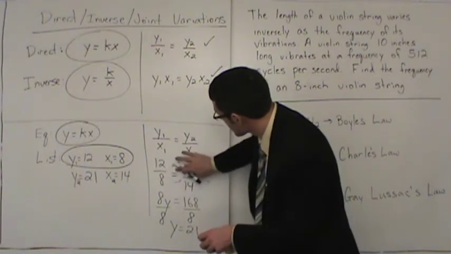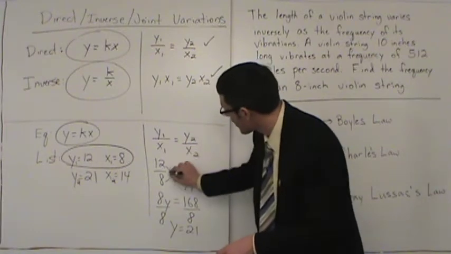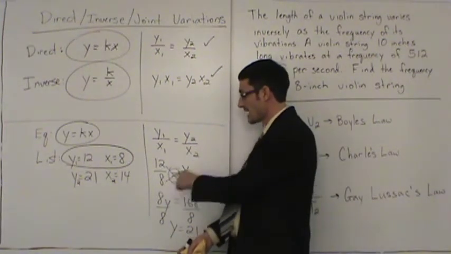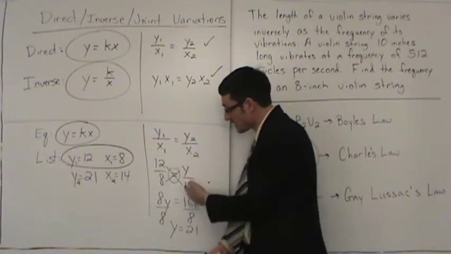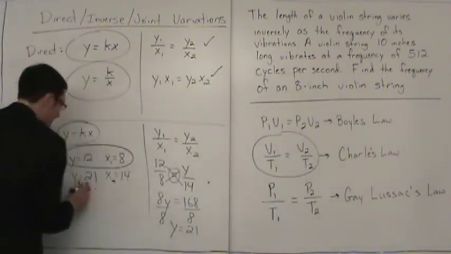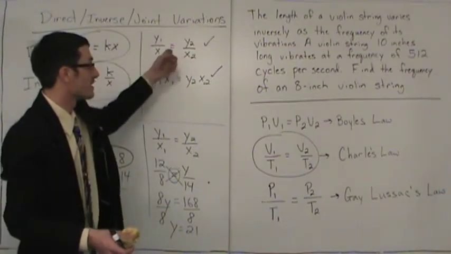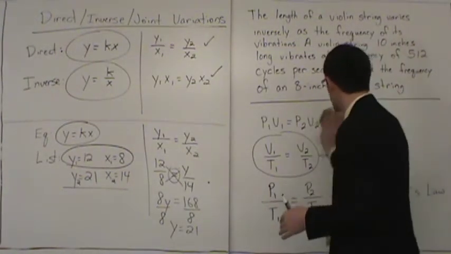Let me do that again. Cross multiplication only works when you have an equation, or equality between the fractions. So 12 times 14 is equal to 8 times y. So 8 times y is equal to 12 times 14. 12 times 14 is 168, divided by 8. We get y equals 21. So we got the same answer. So the equation does work. This equation works. Now, I'm going to erase these. I'll put these back up on the board at the end, and you will have to know these.